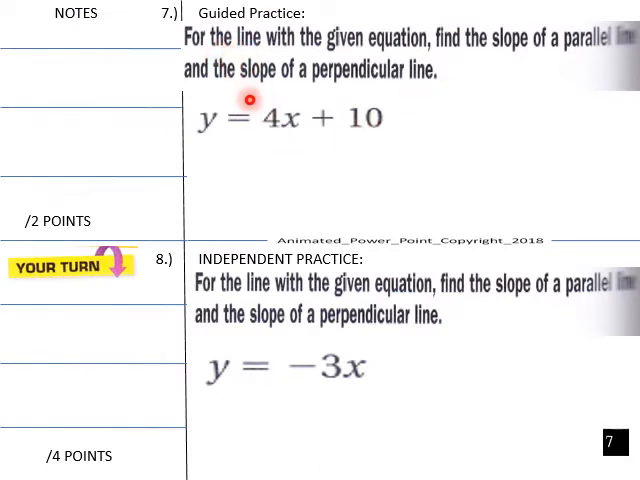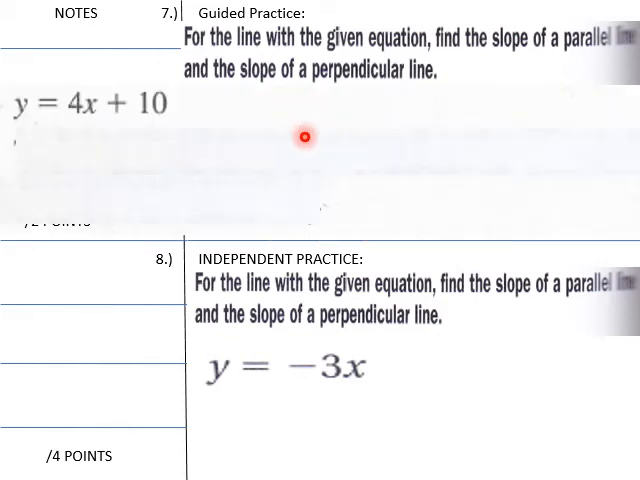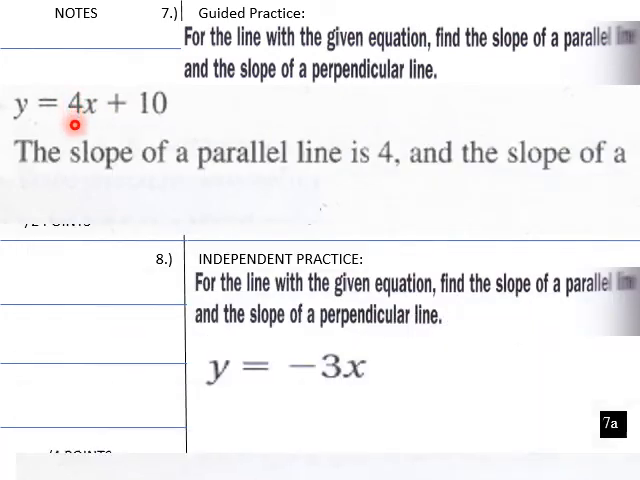Let's try one now in our guided practice. For the line with a given equation, here's our given line, find the slope of a parallel line and the slope of a perpendicular line. What's the slope of a line parallel to y equals 4x plus 10? Well, isn't this our slope there? Here's our slope, at 4x. So the slope of a parallel line would also be 4, right?